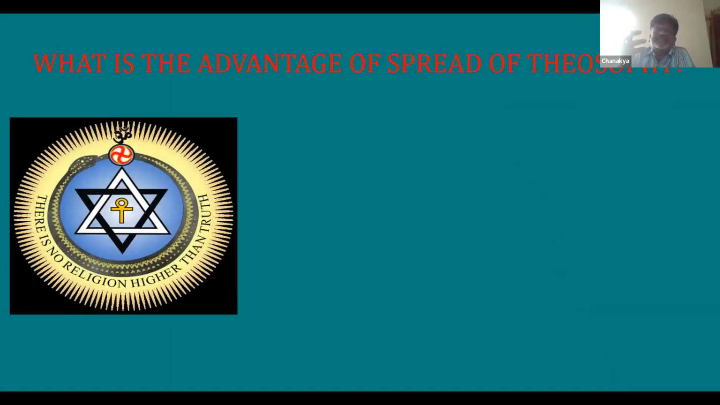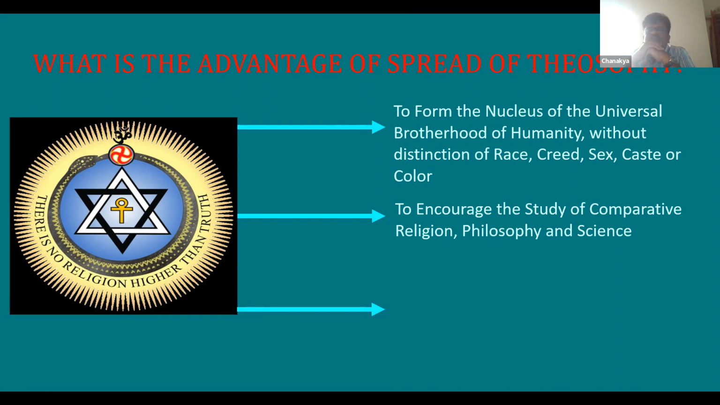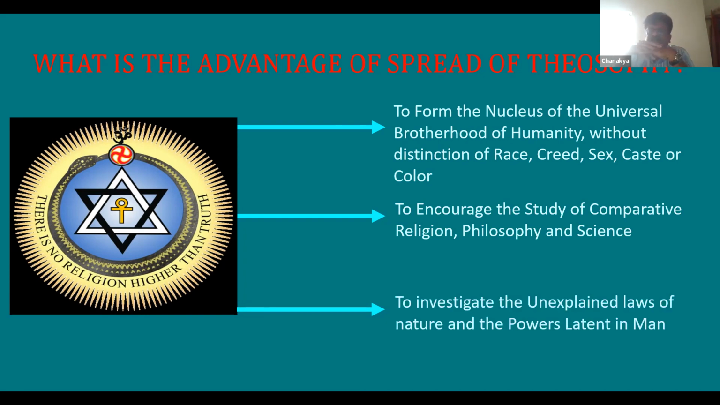Before considering the spread of Theosophy, we should consider the three main objectives of Theosophy. The first objective, as you know, is to form the nucleus of the universal brotherhood of humanity without distinction of race, creed, sex, caste, or color, that we all know. And for a beginner, to explain the advantages, this idea of a universal brotherhood of humanity is our first target. And the next objective is to encourage the study of comparative religion, philosophy, and science. And as you know, the third one is to investigate the unexplained laws of nature and the powers that are latent in man.